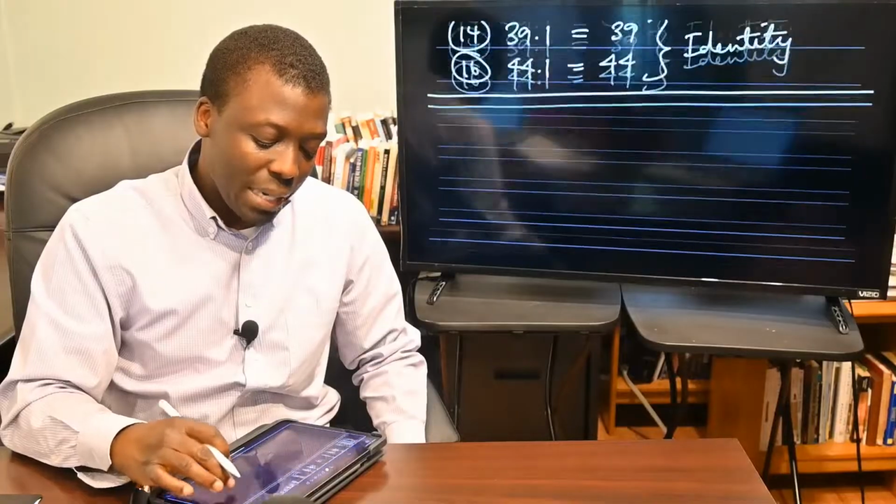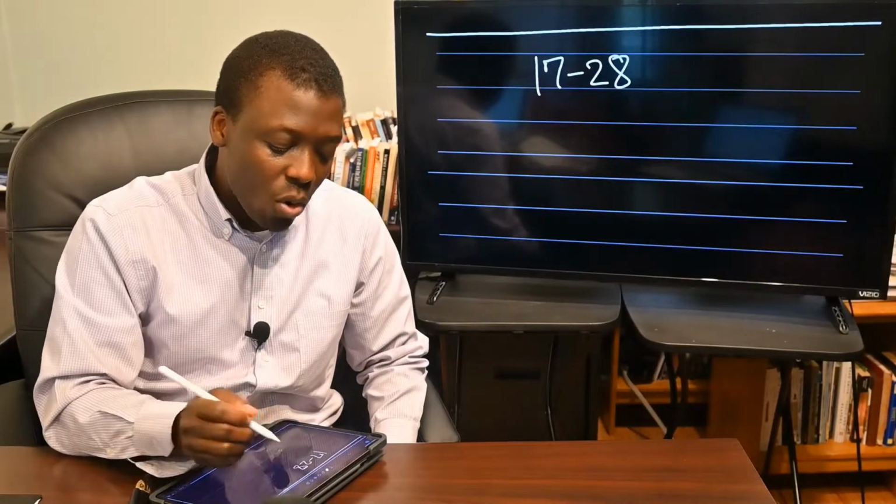So we've looked at a few practice problems. Now we're going to go down and look at the next section, from number 17 to 28, which has to do with multiplying numbers.